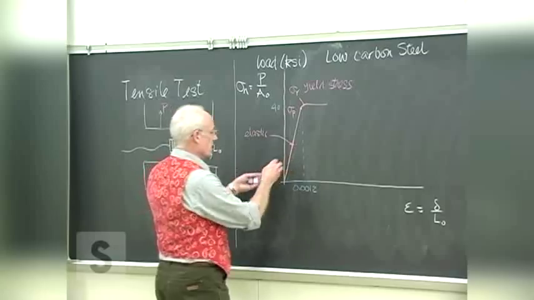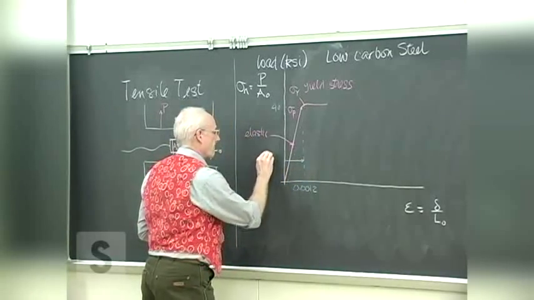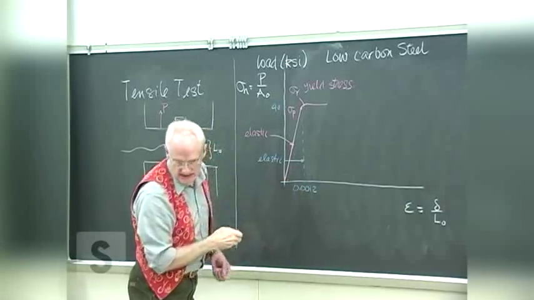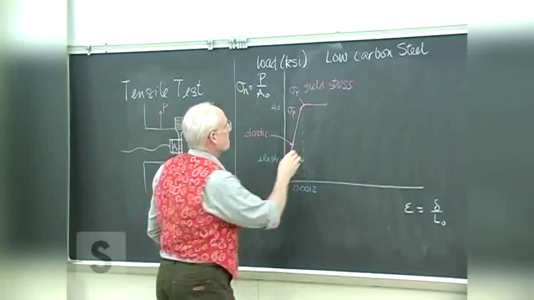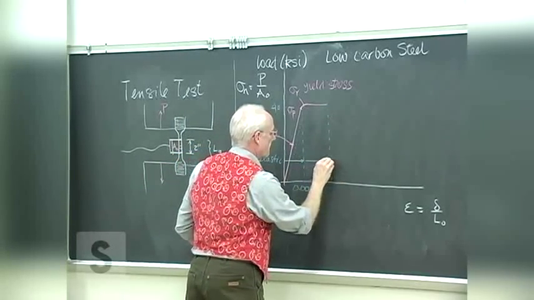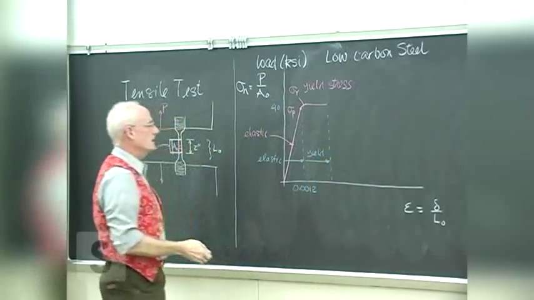So this first region here is the elastic region. The second region here is called yielding, or the yield zone.